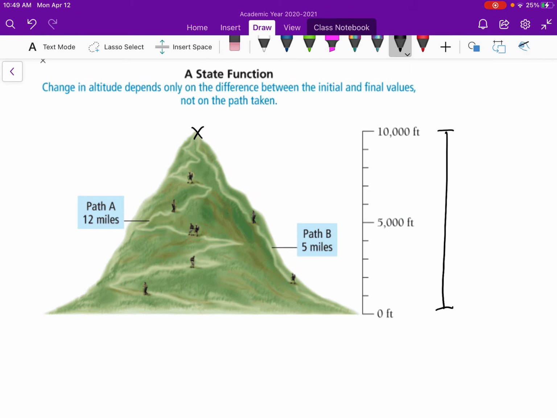You take path B, okay? You know, my knees are bad. I'm kind of older, right? So I'm going to take path A, right? I'm going to go the easy route. I'm going to take my time, and I'm ultimately going to make it up there, okay?